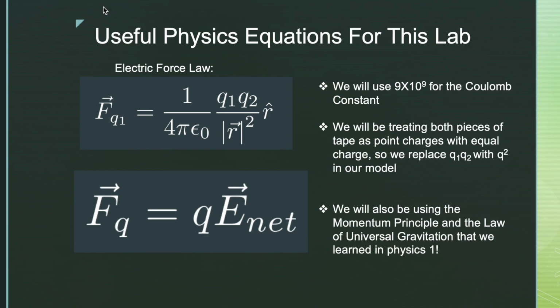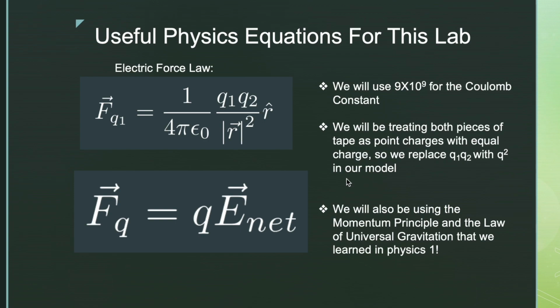So the main physics principle we're going to be using in this lab is the electric force law, where the electric force is equal to the Coulomb constant times the two charges times the position vector divided by the magnitude squared of the position vector. We're going to use 9×10^9 for the Coulomb constant, and we're going to be treating both pieces of tape as point charges with equal charge. We say equal because they're pretty much the same size and are treated the same, and that makes this calculation a little simpler with having just the one variable q squared.